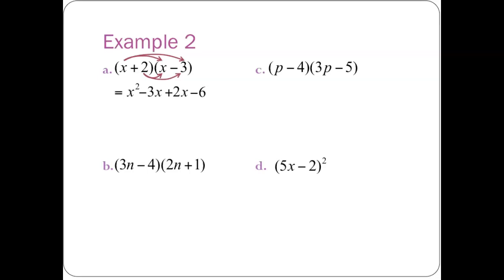Now we want to see if there are any like terms that we can put together. In this case, the negative 3x and the positive 2x, which is negative x. So this is going to be x squared minus x minus 6.